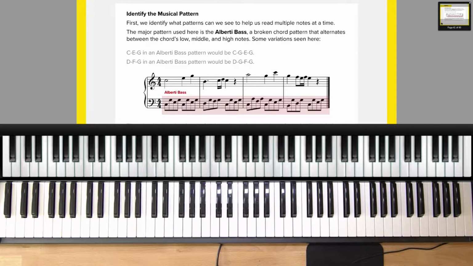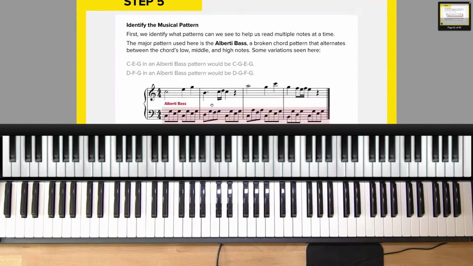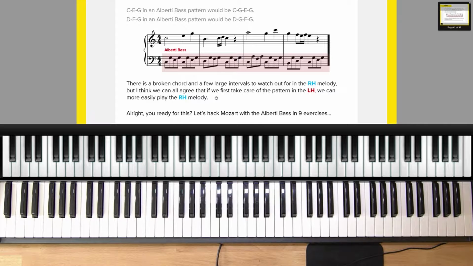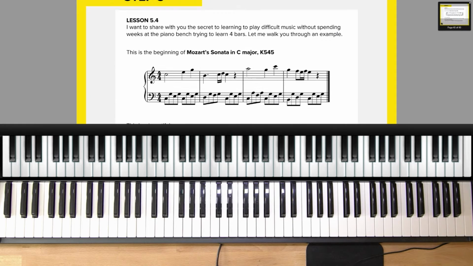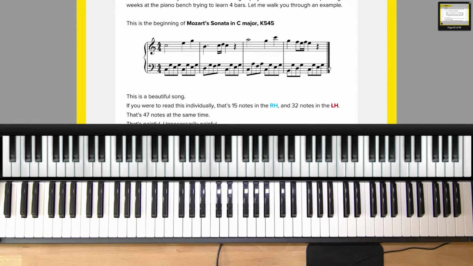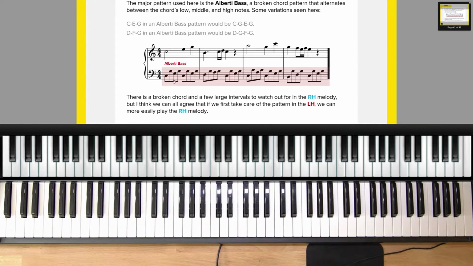And in this lesson, we are finally going to show you how to read notes in music using patterns. Let's jump right into this. Now, looking at the workbook, we are on step 5. Last time we left you guys off with a suspenseful cliffhanger. We are going to be reading 9 exercises to be able to play Mozart's Sonata in C major. This is the attempt here.